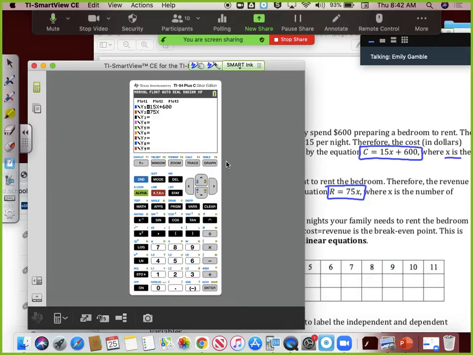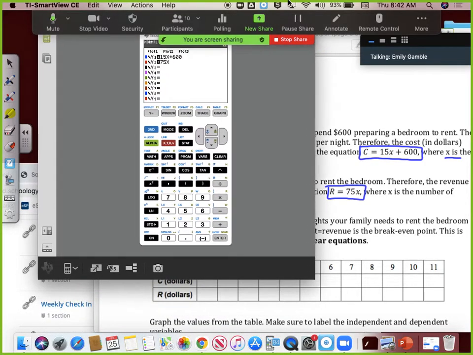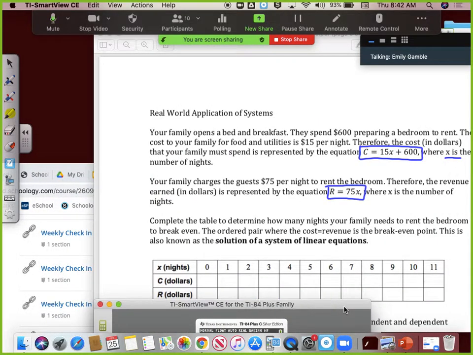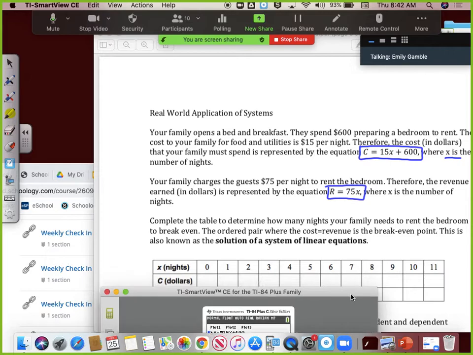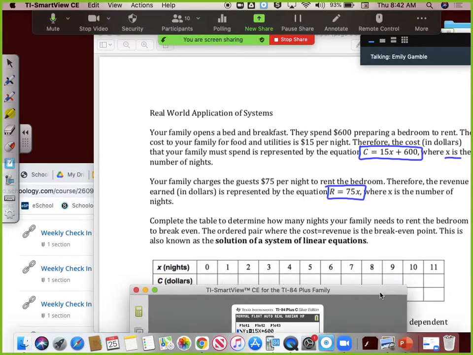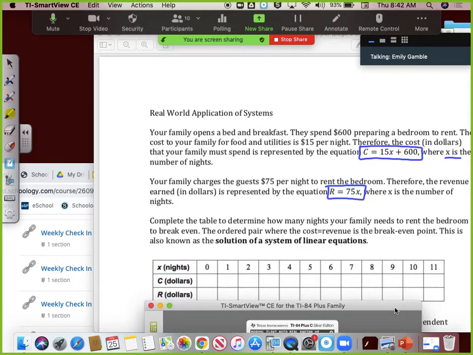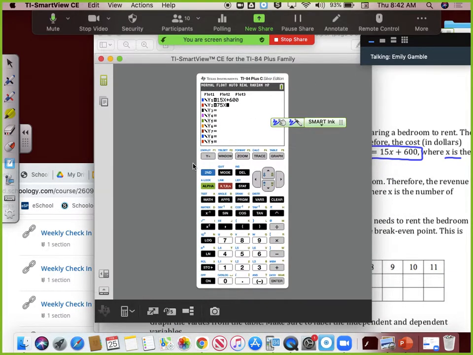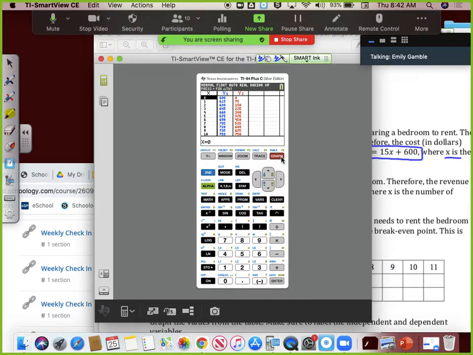Once you have these two equations in the y equals screen, what we will need is a table, because we want to fill out this table below for the cost for 0 nights, 1 night, 2 nights, 3 nights, and so on, all the way up to 11 nights, and then the same thing for revenue. To get there, I'll hit the second button and then the graph button, and it should open up a table. Mine started right at 0, which is exactly what I need.